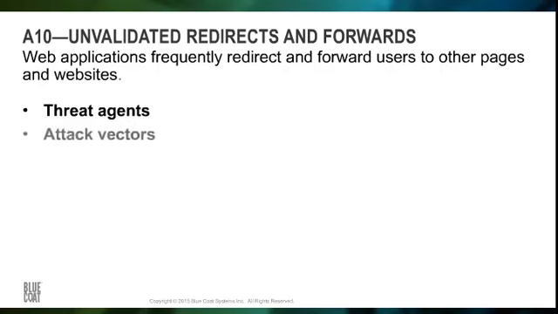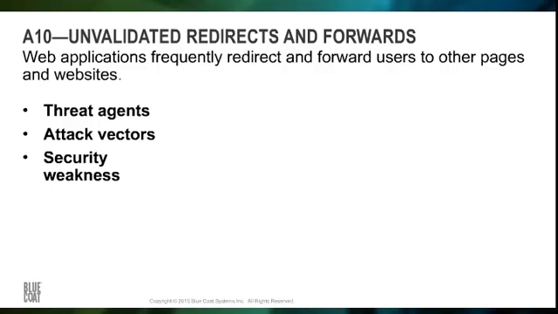Attackers link to an unvalidated redirect and trick victims into clicking it. Victims are more likely to click on it since the link is to a valid site. Attackers target unsafe forwards to bypass security checks. Applications frequently redirect users to other pages or use internal forwards in a similar manner. Sometimes the target page is specified in an unvalidated parameter, allowing attackers to choose the destination page.